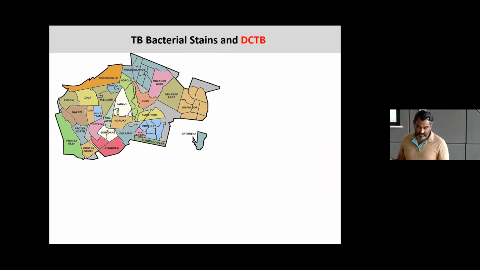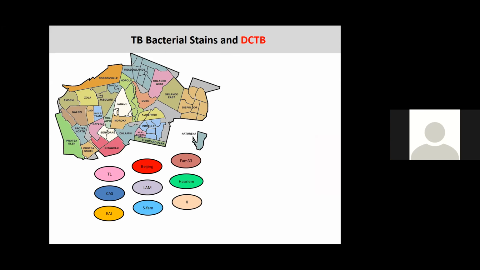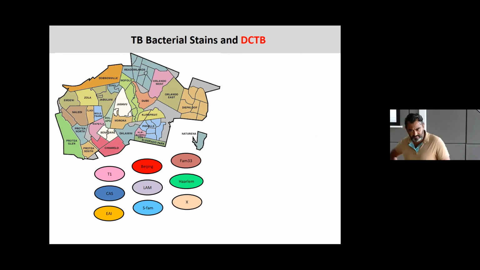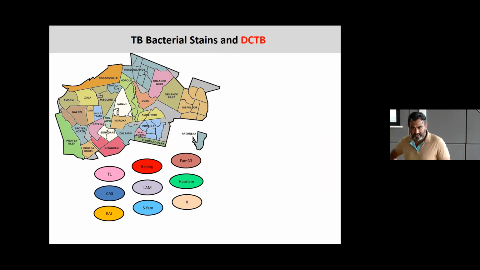With TB, you have lots of different strains, and I've just shown you nine there. In South Africa, these are the prevalent ones. And so we thought, well, is it something about a particular strain of TB that generates these DCTB that makes it difficult to detect them?